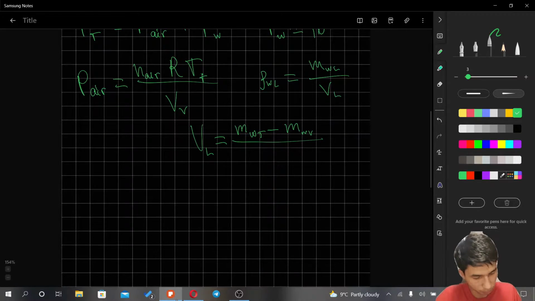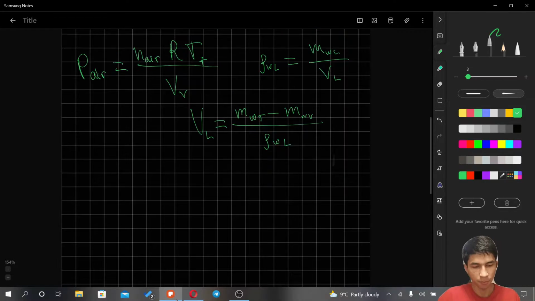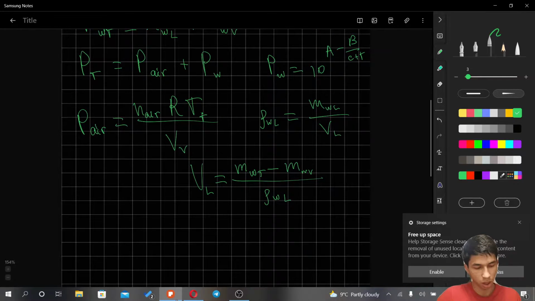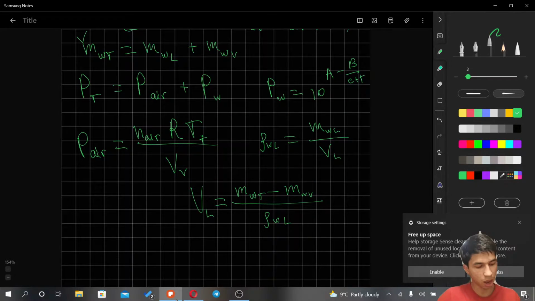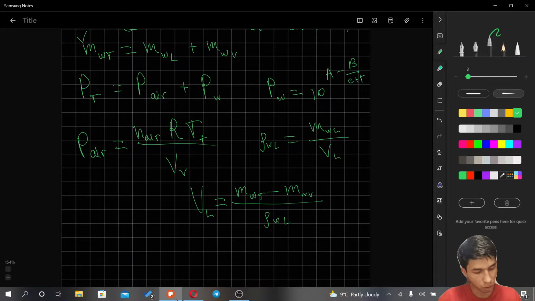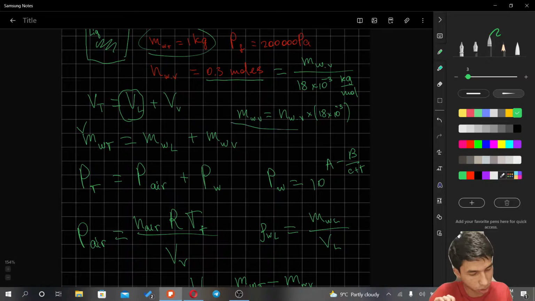over the density of the water in the liquid state. So we know our total mass, and we also know the value for the water in vapor phase, which we obtained using this equation.